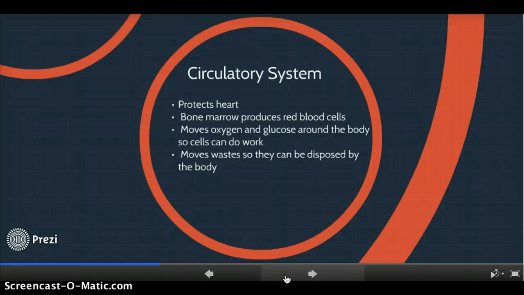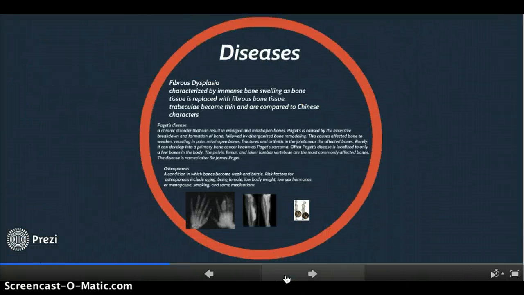Right, these are diseases that affect the bones. Fibrous dysplasia is characterized by immense bone swelling as bone tissue is replaced with fibrous bone tissue, and the tissue looks like Chinese characters almost.